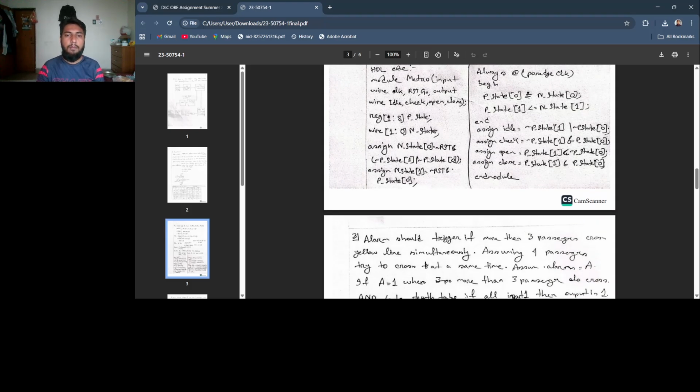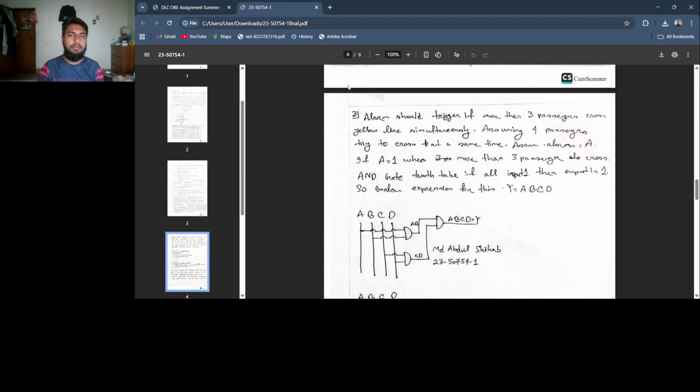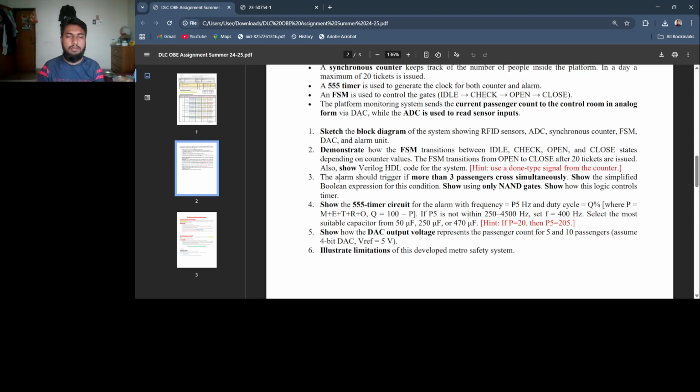Then this is my second question complete. Then I go for the third question. The third question says that there is a condition that more than three passengers cross simultaneously. Show the simplified Boolean expression. Show using only NAND gates. Show how the logic controls the timer.